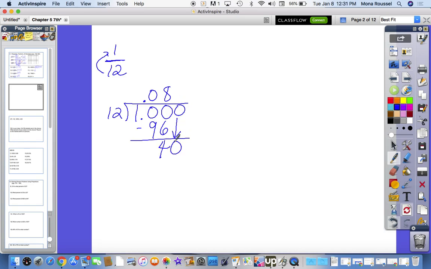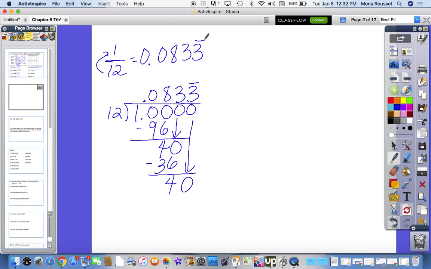We add another 0 and bring down. 12 into 40 is 3. 3 times 12 is 36. And now we see that this decimal is going to keep repeating at 3. So we can stop. And we know that 1/12 equals 0.0833 with a repeating 3.